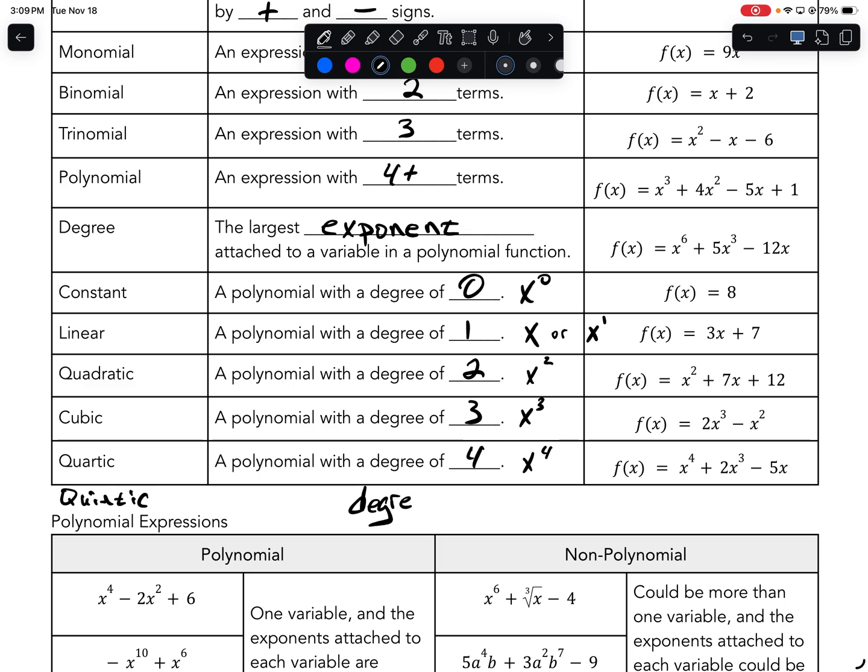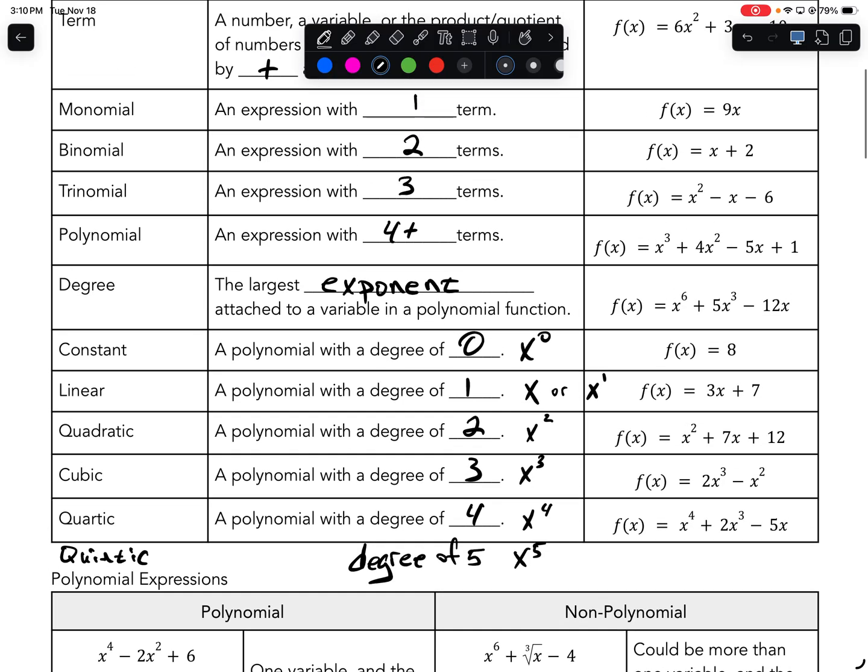Can you quit talking back there? Kate? You're yapping. Can you stop yapping? You're talking the whole time.